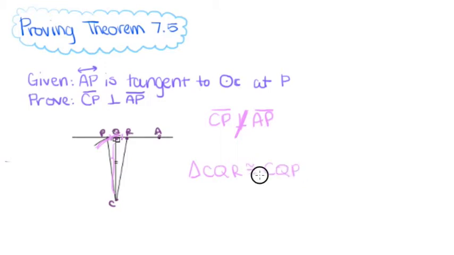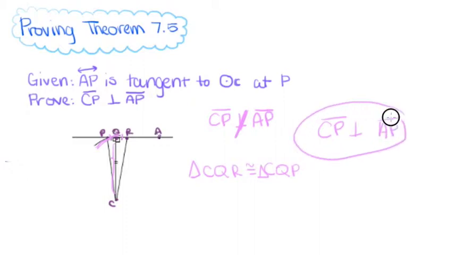Now triangle CQR is congruent to CQP by SAS, so CR is congruent to CP. Since R's distance from C is the radius of the circle, point R lies on circle C. But then AP has 2 points on the circle and is thus not a tangent. So this contradiction of the given means that the assumption CP is not perpendicular to AP is incorrect. Therefore, CP is perpendicular to AP.